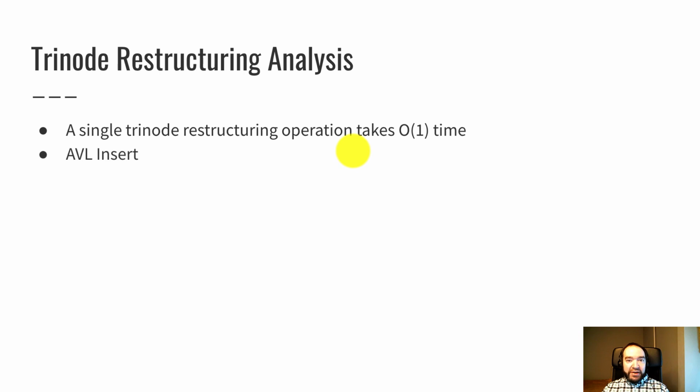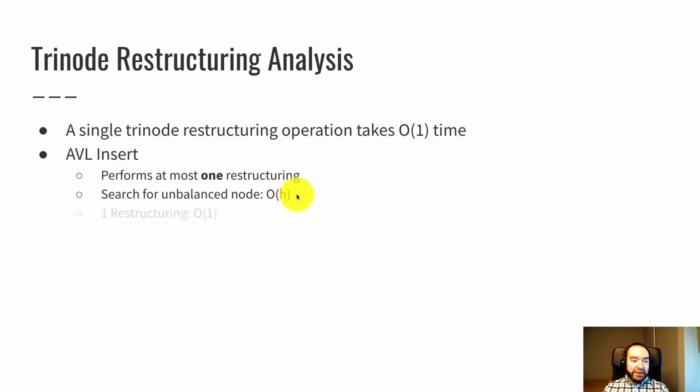So how does that factor into the entire insert or erase operation? AVL insert, we've said, does at most one of these restructurings. So the entire rebalancing process would first search for an unbalanced node. That takes big O of h time to start at the leaf and work our way back up. We do 1 restructuring that takes constant time. So it's a total of big O of 1 plus big O of h time. It's big O of h time to do the whole rebalancing operation.